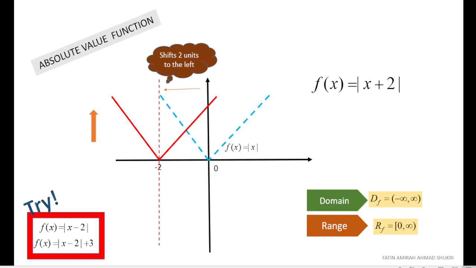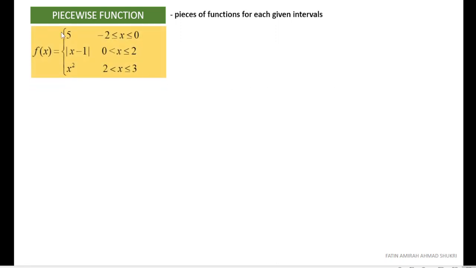And then we look at the last function for this video presentation, the piecewise function. Okay, piece means pieces of function. Pieces of function for each given interval. It means you are given more than one function over subdomains. Previously, for a single function, we had the domain; this we call subdomain. The first function is equal to 5 for x between negative 2 and 0 inclusive.